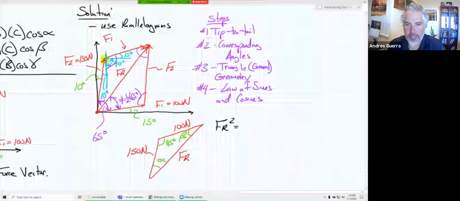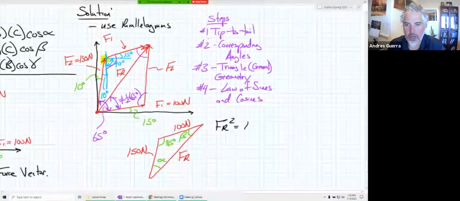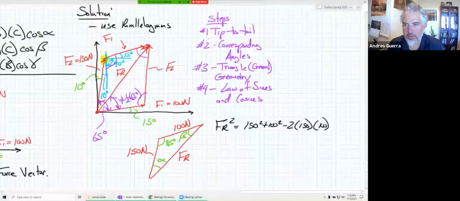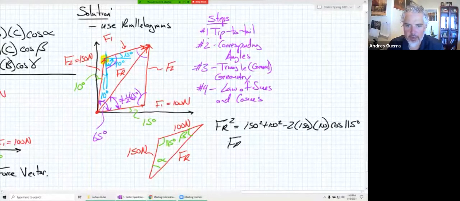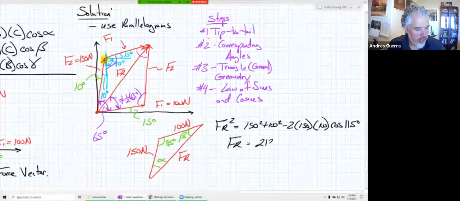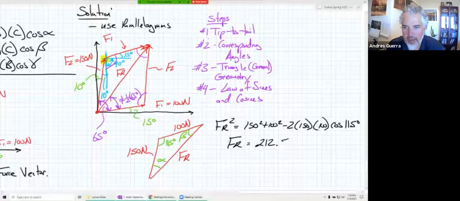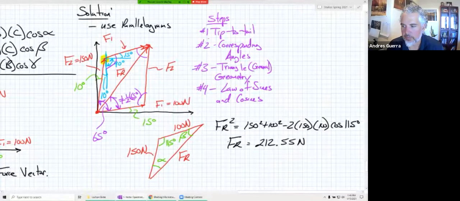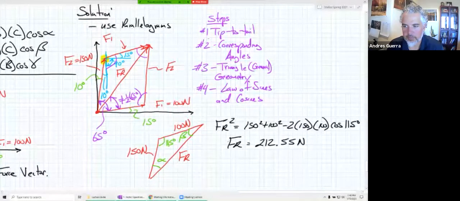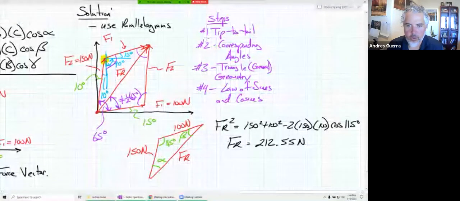FR squared is going to be equal to 150 squared plus 100 squared minus 2 times 150 times 100 times the cosine of the angle opposite that, which is 115 degrees. When I plug this in, we're going to find that FR is equal to 212.55 newtons. Okay, so now we've got 212.55 newtons.